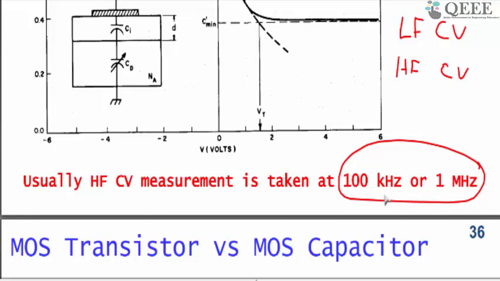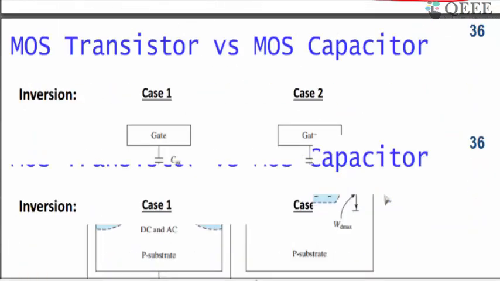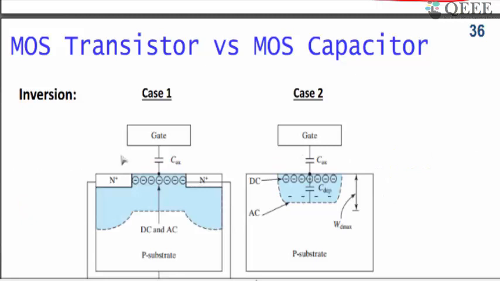Now let us come back to the earlier question I posed. What's the difference between a MOS transistor and a MOS capacitor? Where do these electrons come from, and how is the channel formed when you turn it on or off? In the MOS transistor, in contrast to the MOS capacitor, you have something else: the source and the drain. Their function is to supply the charges for the inversion layer. We will see the exact mechanism later.